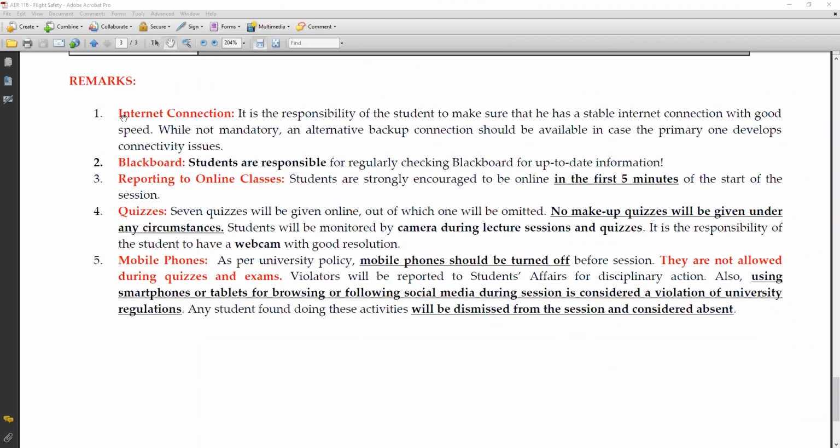First thing, you will have to make sure that you have a good stable internet connection, okay?